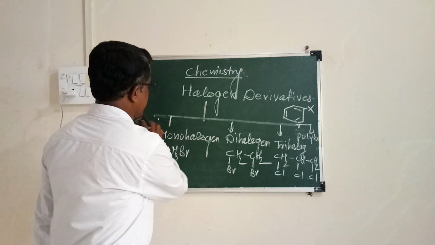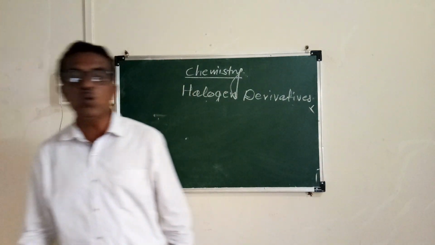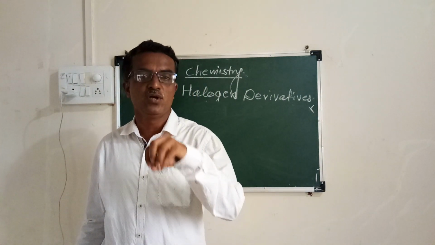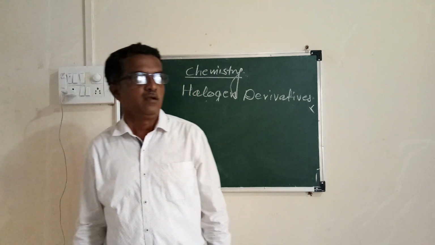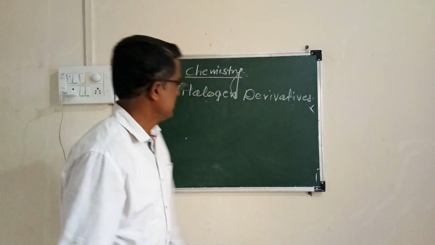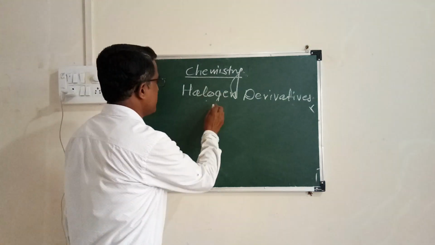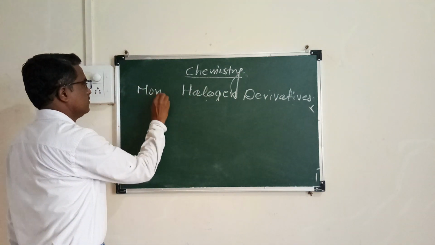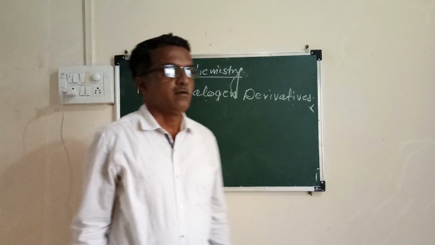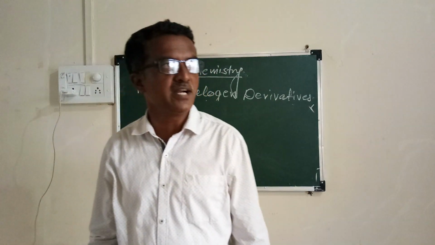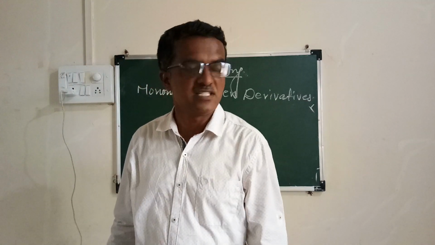Now the next important question in this chapter: we are interested in the monohalogen derivatives of alkanes, because in this chapter we will discuss only the monohalogen derivatives. The second important question: what are monohalogen derivatives of alkanes, and give their classification. These monohalogen derivatives of alkanes are classified on the basis of the halogen atom being attached to a carbon atom, and in which hybrid state that carbon atom is.